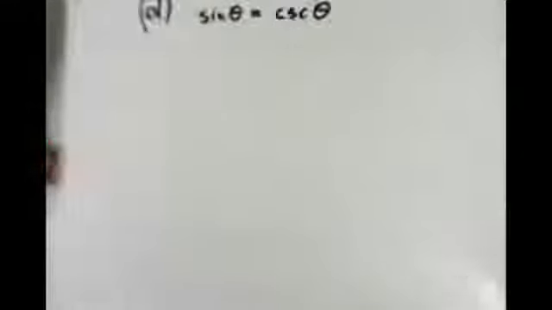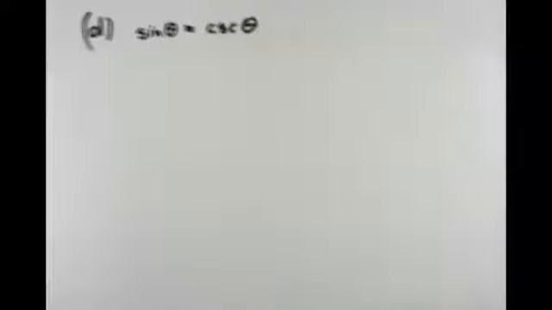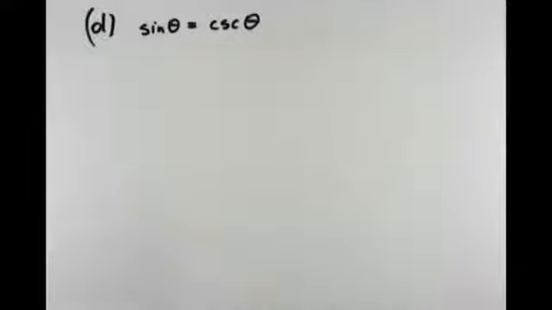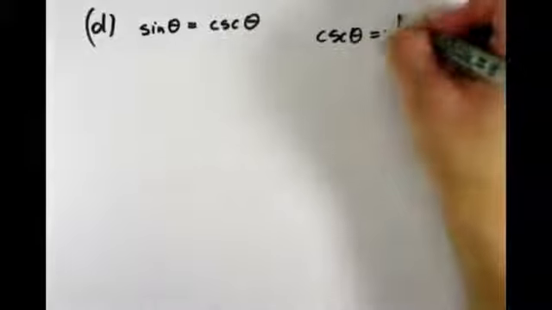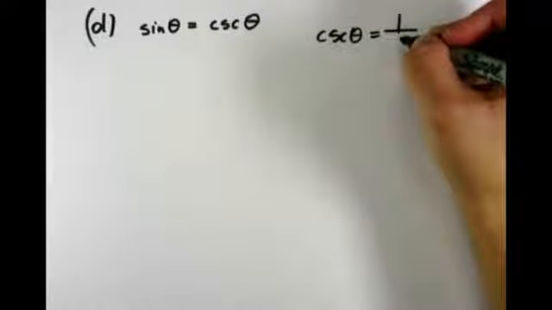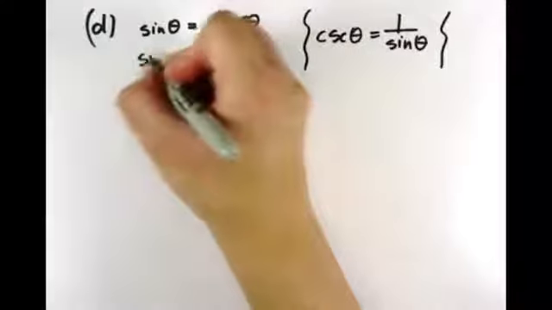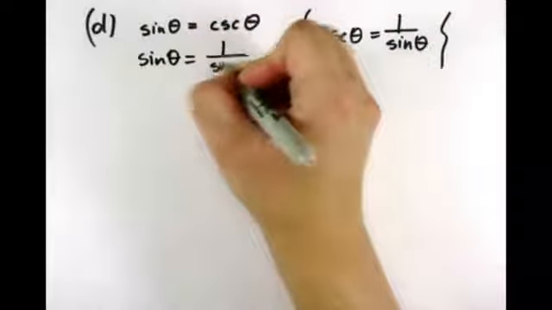A couple more questions. So we have D, sine theta is equal to cosecant theta. So we need to change cosecant. Cosecant theta is 1 over sine theta. Okay, so I'm going to substitute. We do need to have one and only one function. So we will have sine theta is equal to 1 over sine theta.